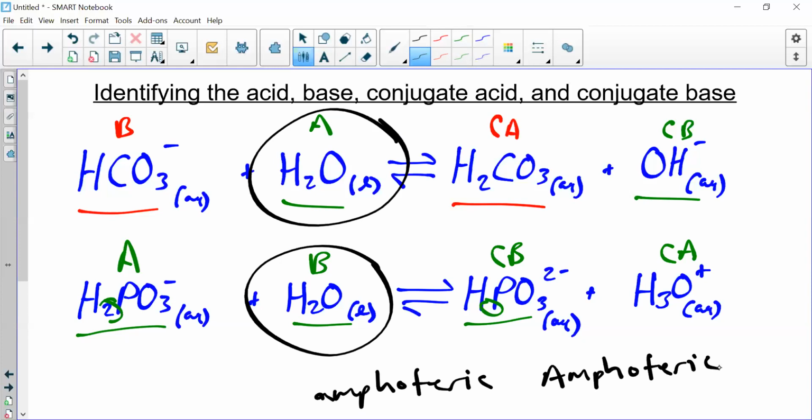Something that's amphoteric can act as either a Bronsted-Lowry acid or a Bronsted-Lowry base, and water is a famous example of that. Sometimes it can accept a proton and turn into H3O+. This has a special name called hydronium. You'll learn about that later. Or it can give away a proton and form hydroxide. So that makes water amphoteric.